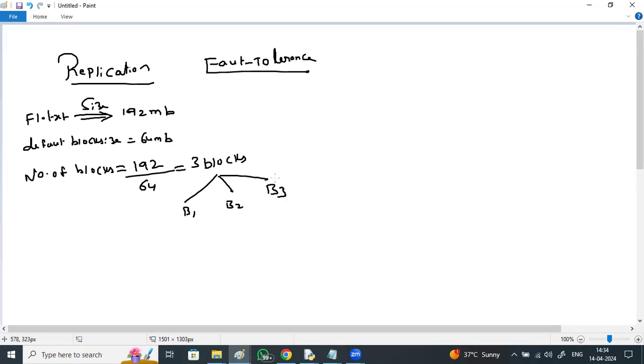Here is replication. What is the default number of replications in Hadoop? How many duplications can we have? By default, 3. So B1 three times, B2 three times, B3 three times, meaning each is duplicated three times. Totally how many blocks do you get? 9 blocks. How are these 9 blocks going to be stored across the cluster?